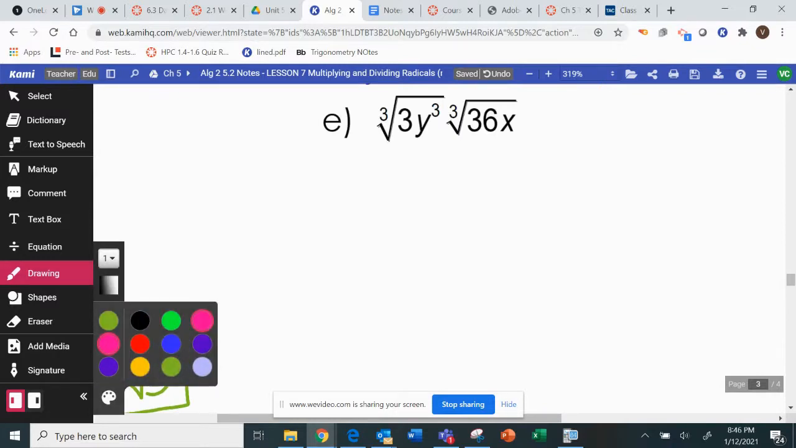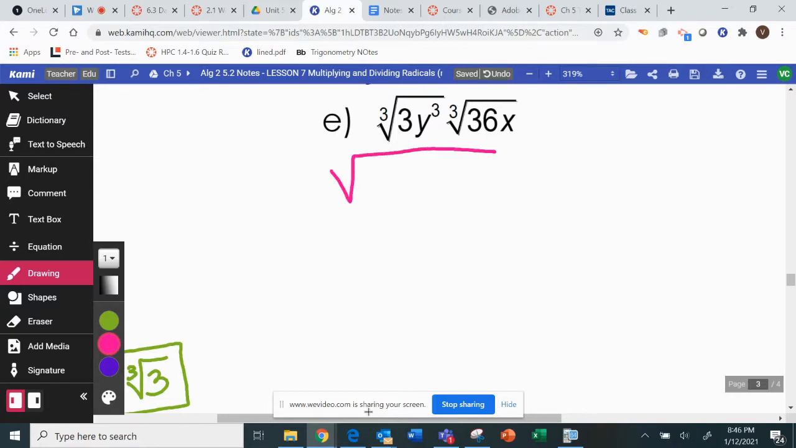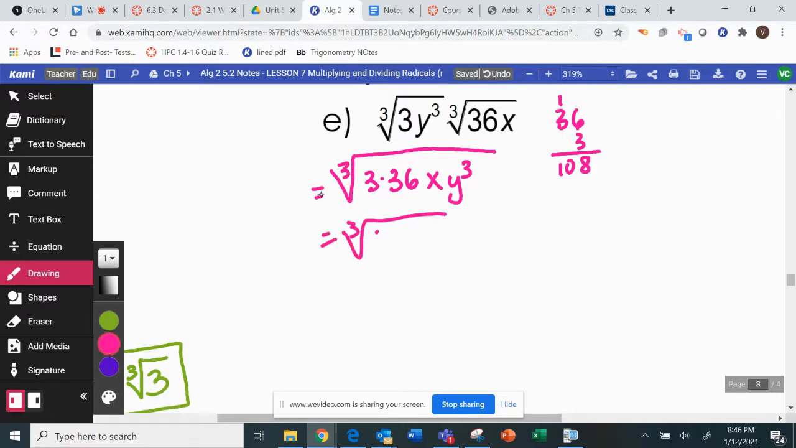All right, question E. They're both cube roots, so we'll go ahead and multiply what's underneath them together. We're going to have 3 times 36 times x times y to the third. So 3 times 36, 108. Oop, and I forgot my cube root there. Cube root of 108 x y to the third.